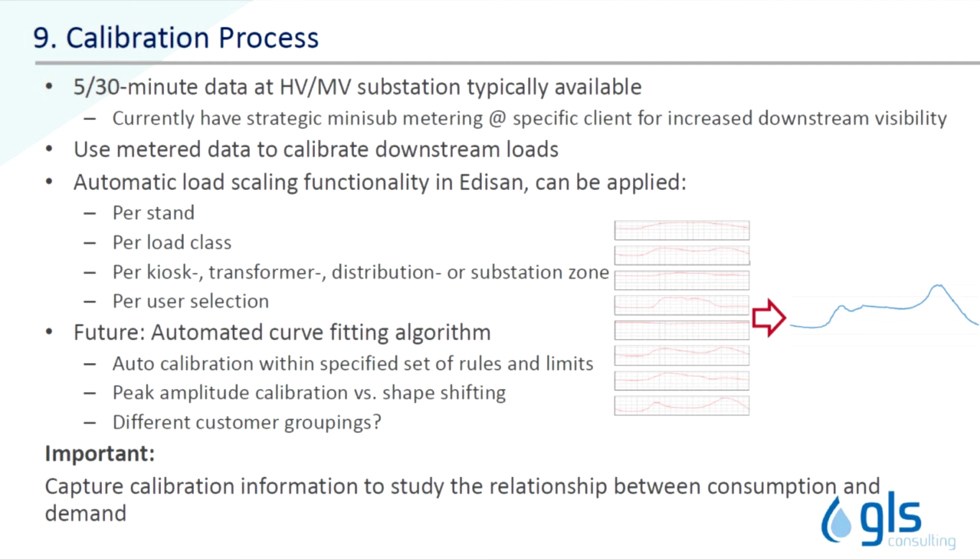So we use metadata to calibrate downstream loads, and in Edison we employ an automatic load scaling functionality. This can be applied on a per stand level. You can do it per load class. You can do it per supply zone, which can be your kiosk, transformer, distribution or substation zone, or you can do the automatic scaling on a per user selection. In future we are looking at employing automated curve fitting algorithms whereby auto calibration can take place within a specified set of rules and limits.